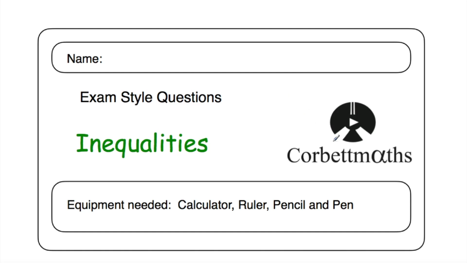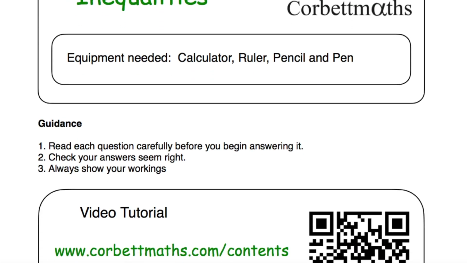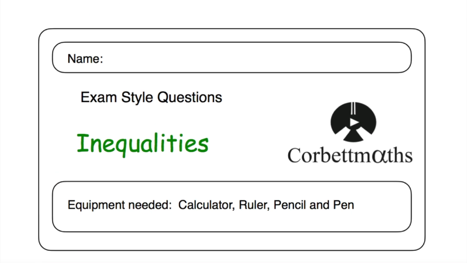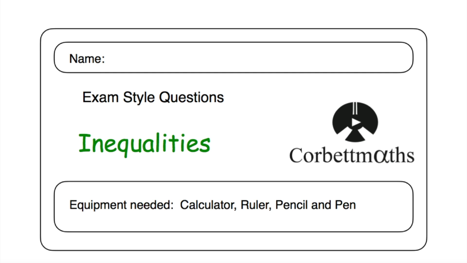In this video, we're going to go through the video solutions to the Corbettmaths practice questions on inequalities. If you need any extra help on inequalities, go to Corbettmaths, go to the videos and worksheets section and scroll down to video numbers 176, 177, 178 and 179. There are dedicated video tutorials there on various aspects of inequalities. Alternatively, you can scan the QR code. But in this video, we're going to focus on the video solutions to the practice questions, so let's get started.